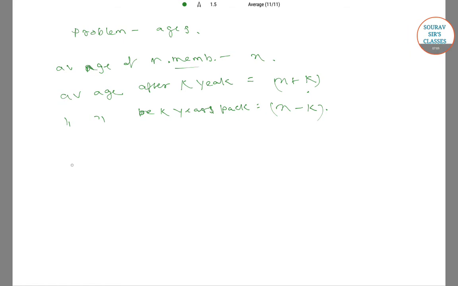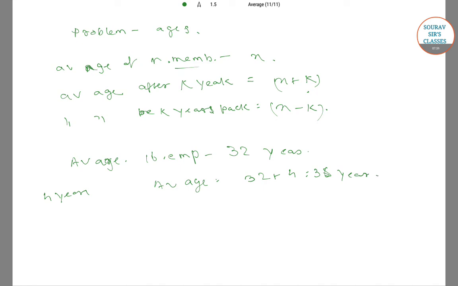That is, if the average age of, suppose, 16 employees is 32 years, then after 4 years their average age would be 32 plus 4, which is equal to 36 years, provided all the employees are still working in that company. That is, all the 16 employees are still working in that company.